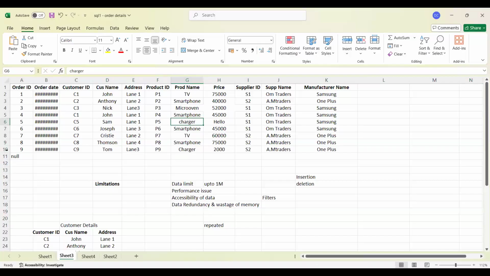Something like that. Did you get my point? If I have a product name in only one row and I have to delete that row, the complete product details will be erased from my database or from my website, correct? That is called deletion anomaly.